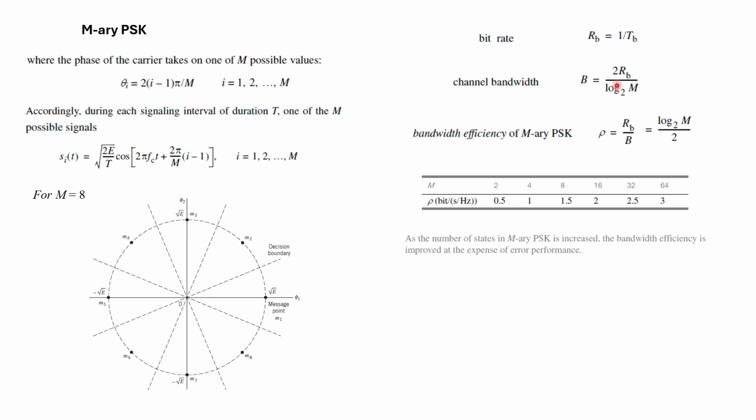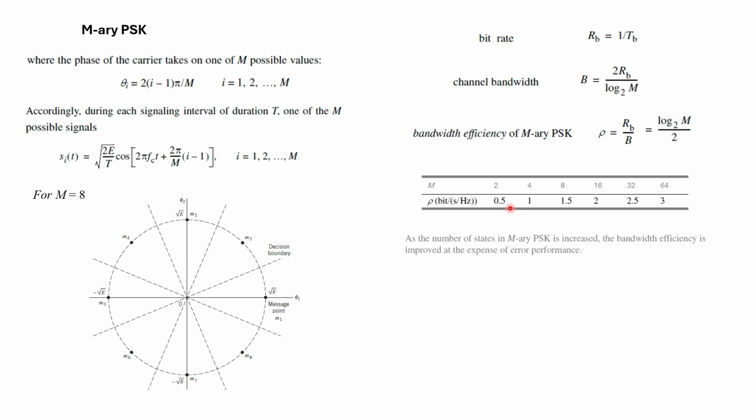Channel bandwidth for this M-ary PSK is given by B equal to 2 R_B by log 2M. So what will be the bandwidth efficiency of M-ary PSK? That is given by rho, that is R_B by B. Substitute the expression for B here. We are going to get the final expression after simplification: log 2M by 2.